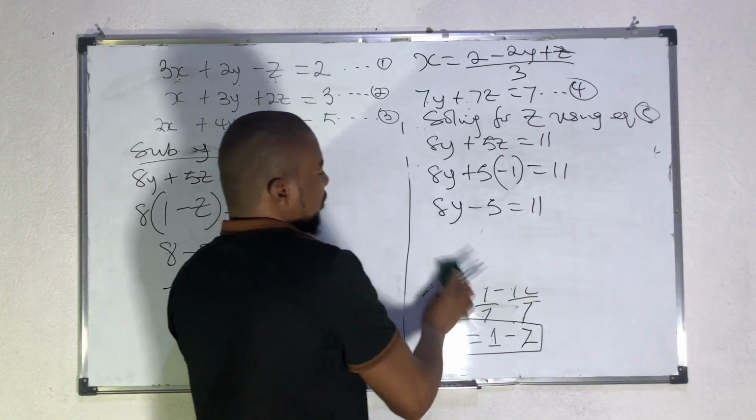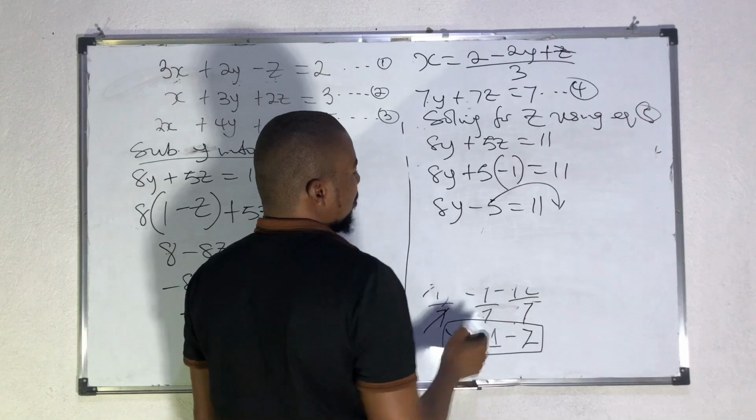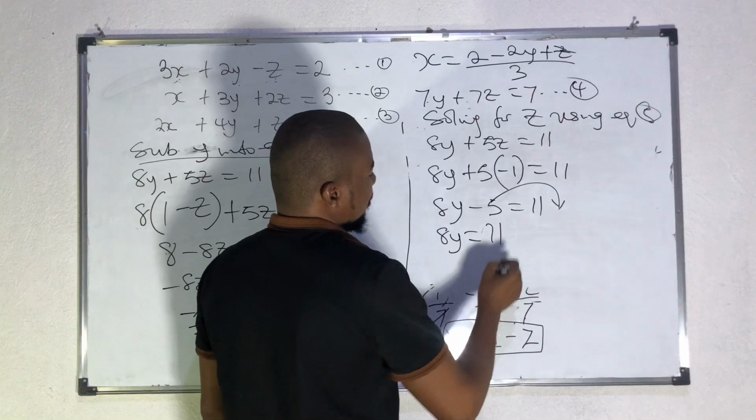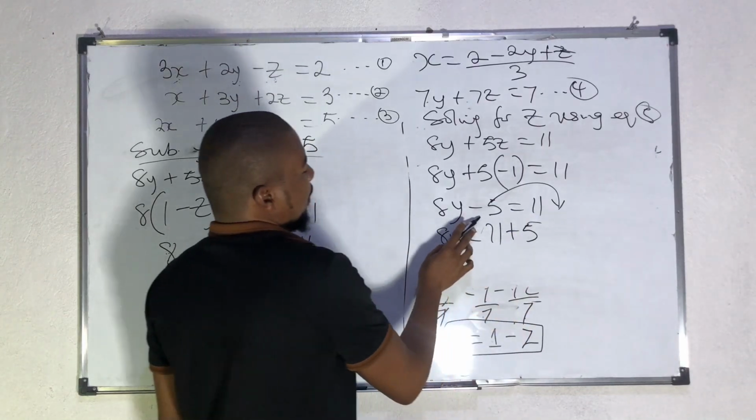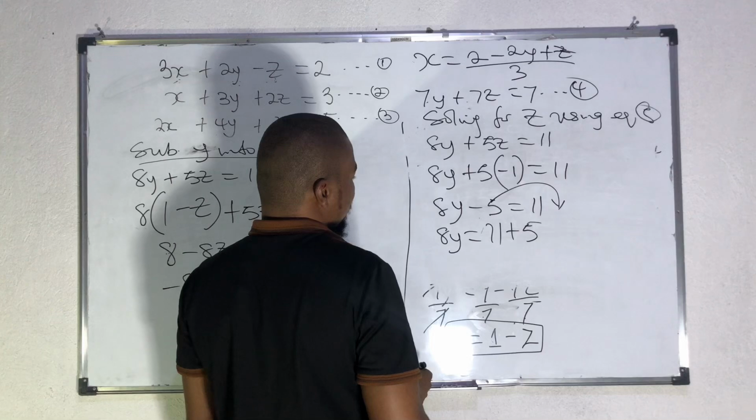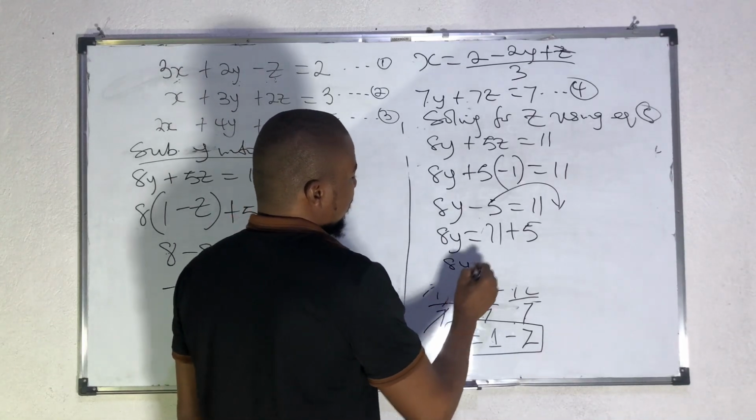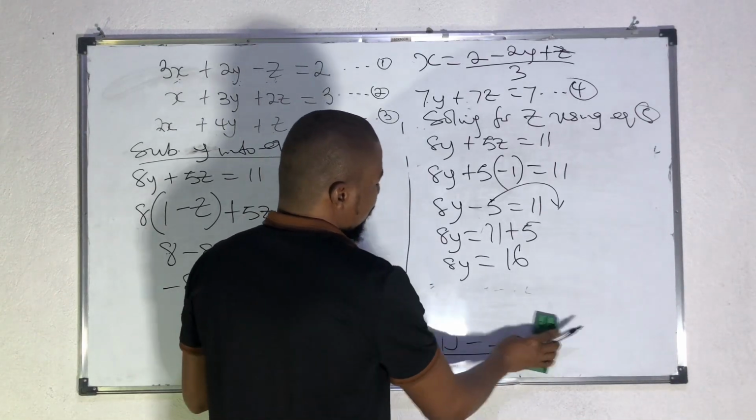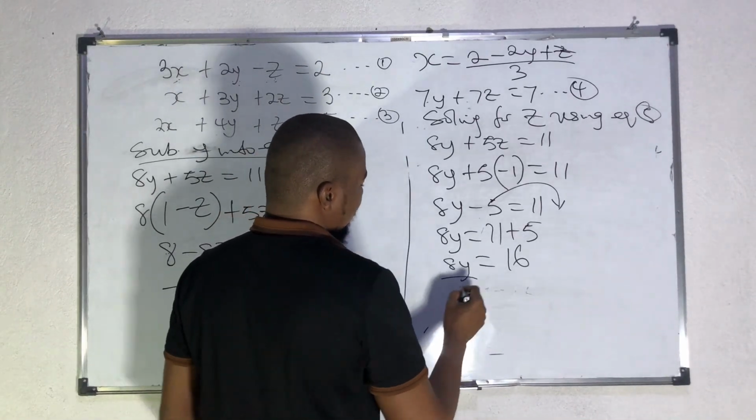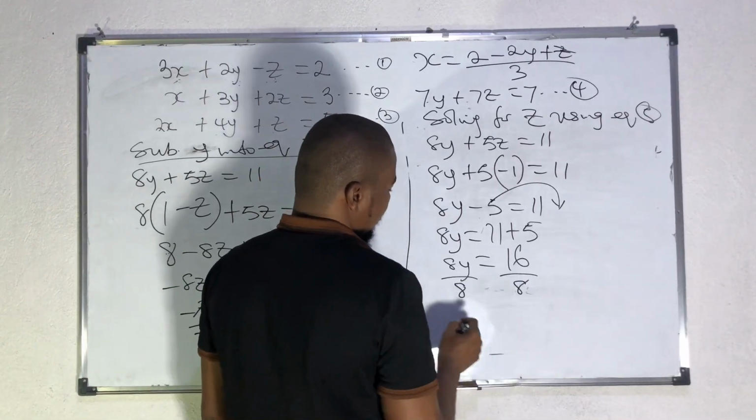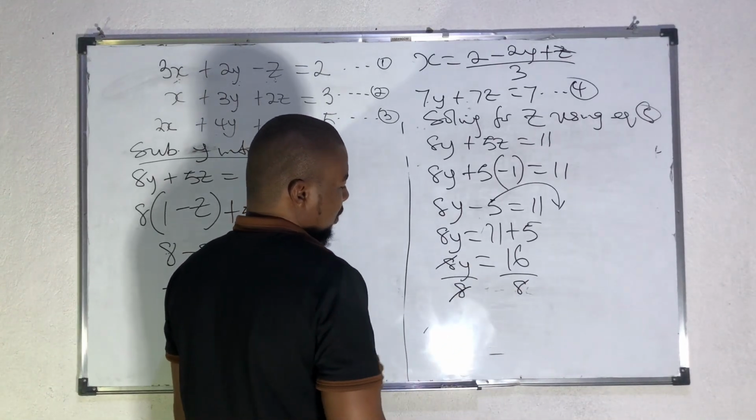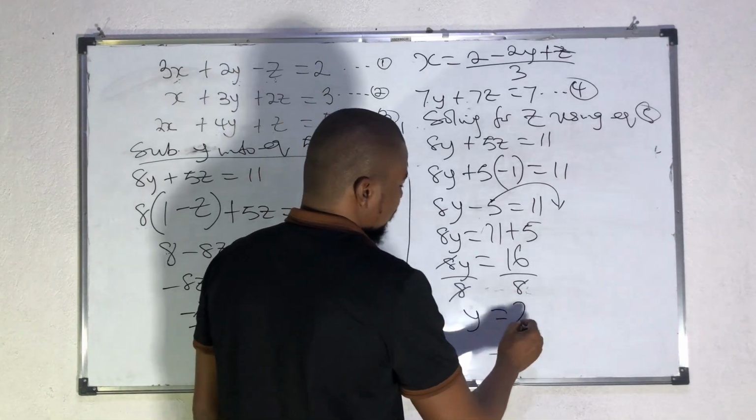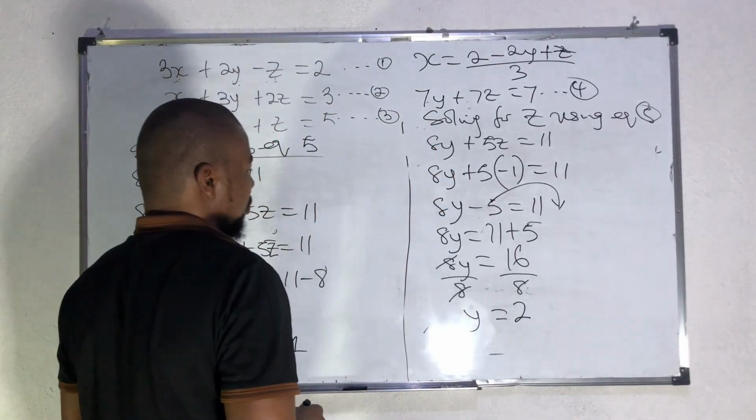The -5 is a constant, so we can transpose it to the other side of the equation to solve for y. This would be 8y is equal to 11 plus 5. If the -5 goes over the equality sign, it now becomes a plus. And what do we get? 8y is equal to 11 plus 5, which gives us 16. To solve now for y, we simply divide both sides by 8. The 8 on the left cancels out with the other one at the denominator. Y is now equal to 16 divided by 8, which is 2. Therefore, y is equal to 2.